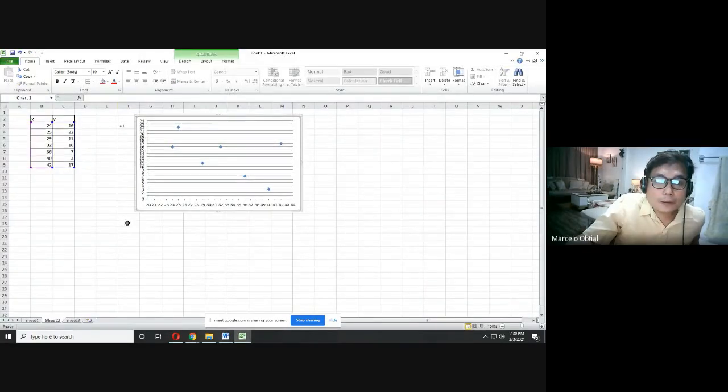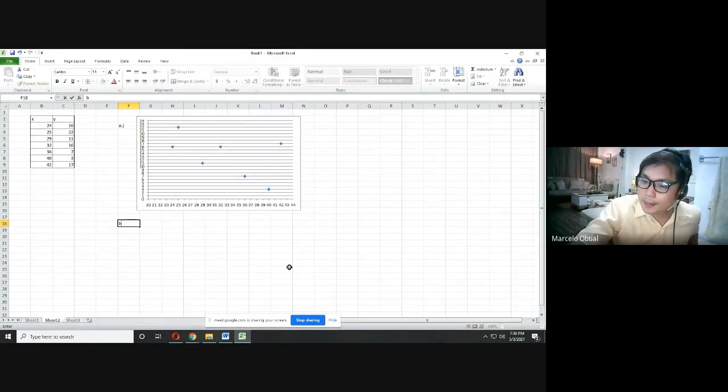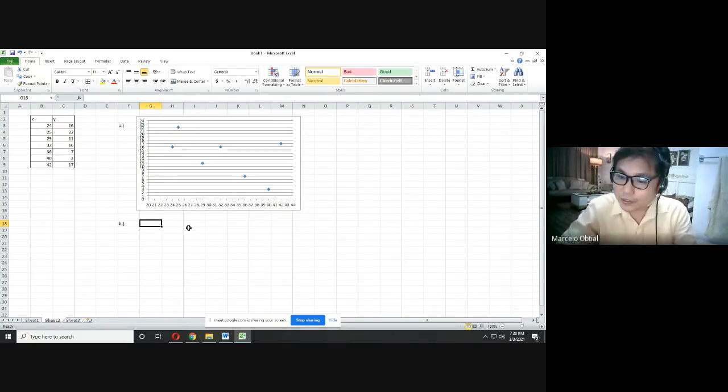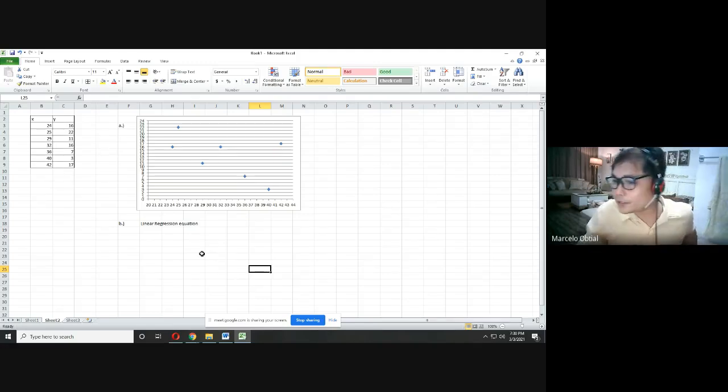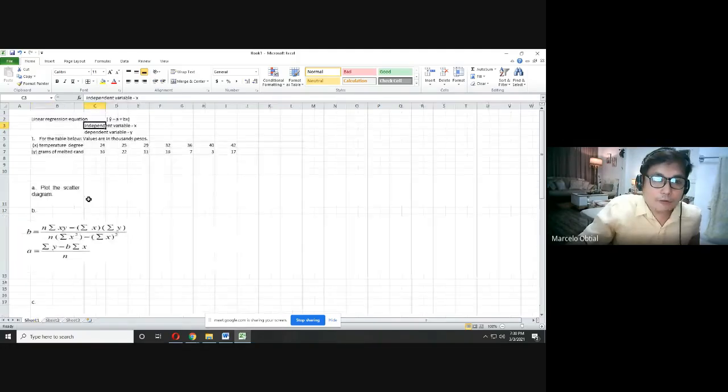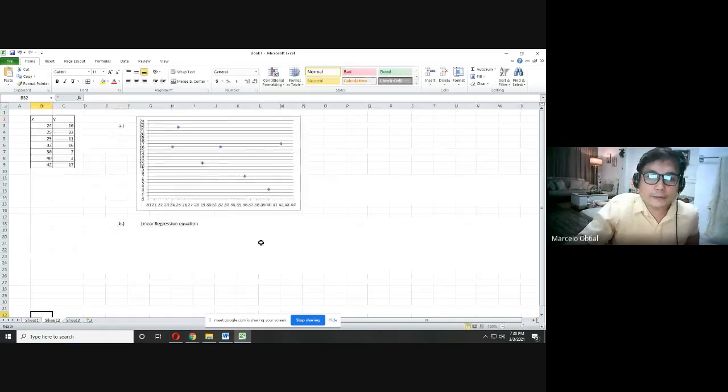Okay, so letter B na tayo na required. The letter B is the linear regression equation, no? Okay. So how to solve for linear regression equation? 7:30 na pala. Okay, so we need the value of A at saka B. Remember again, okay? The standard format for your linear regression equation is y hat is equal to a plus bx, where your a is your intercept and your b is your slope of the line.